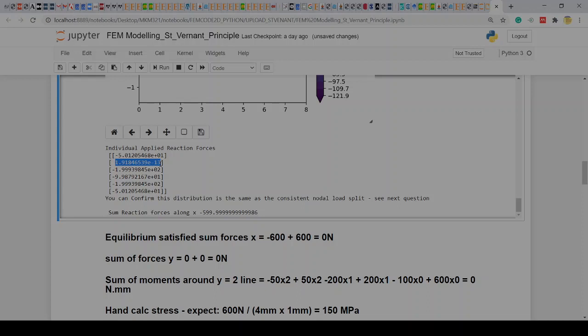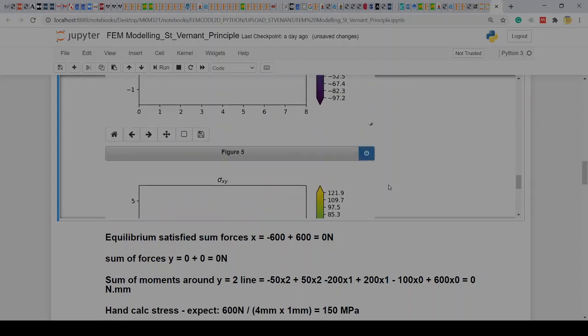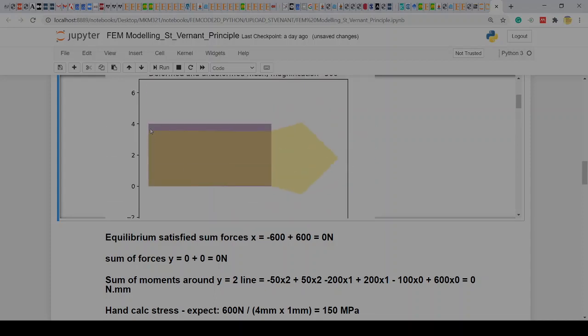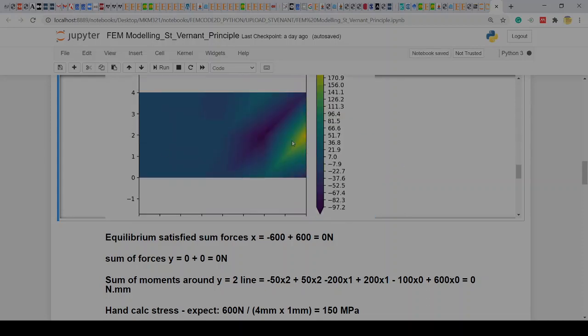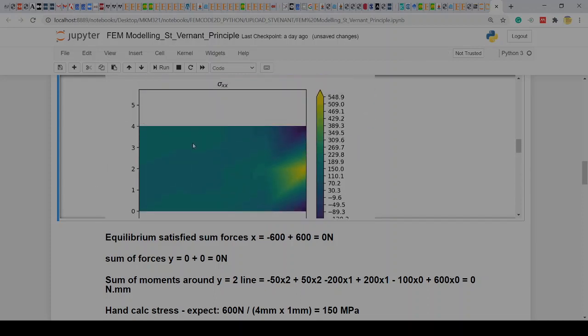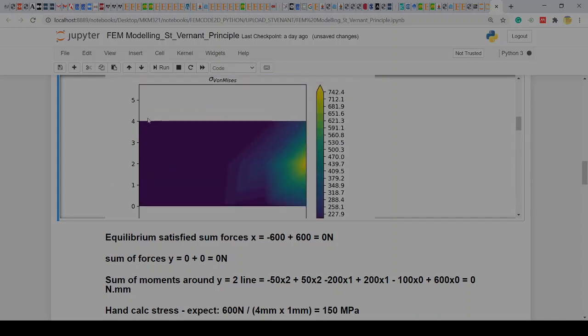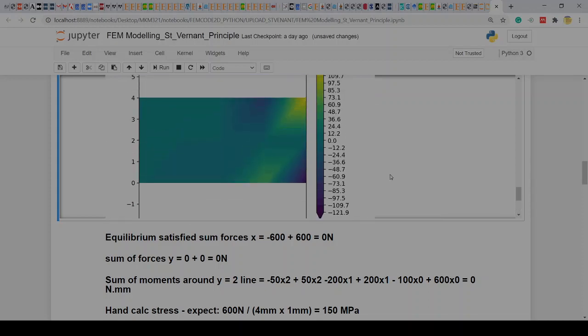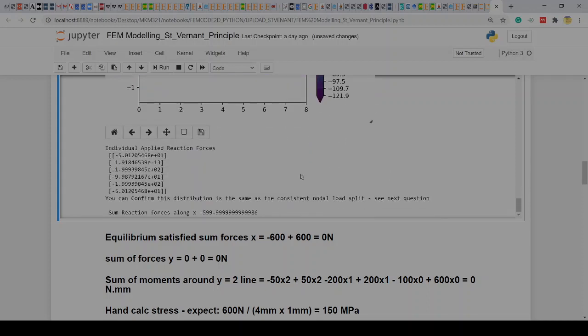Okay. Another important thing I want to show you is applying a point load here and looking at the reaction forces. You can see the reaction forces result in a nice distribution of stress here, nice distribution of stress here. So essentially the reaction forces are going to follow the consistent nodal loads. That will recover them, and I want to show you what they are.